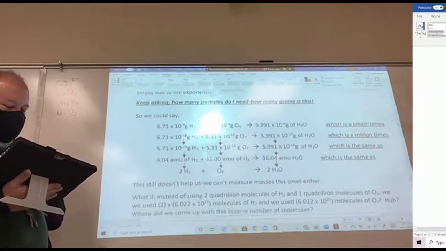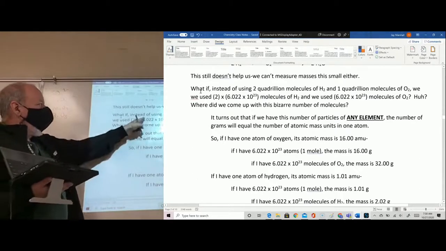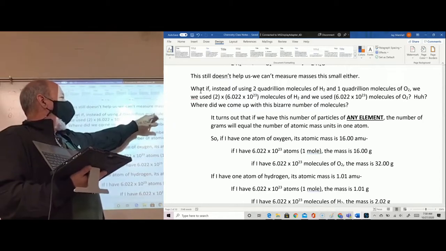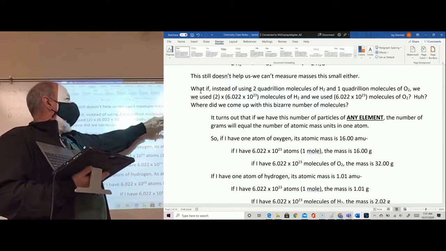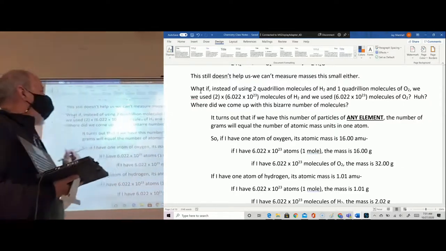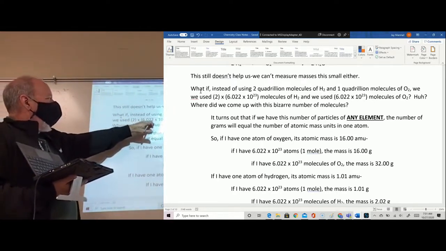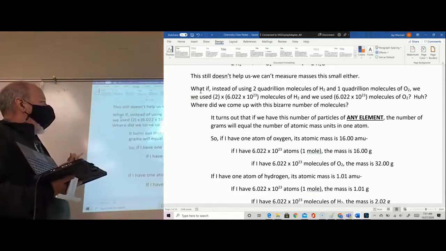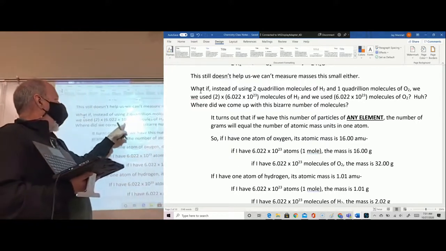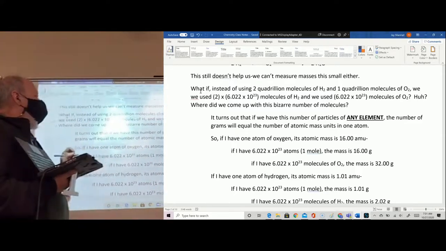So finally, let's say, what if instead of using 2 quadrillion molecules, which is what we have right now, I had 10^6 times 10^9 times that original number? Instead of having 2 quadrillion molecules of hydrogen and 1 quadrillion molecules of oxygen, what if we used 6.022 times 10^23? And again, because I have 2 molecules of hydrogen, I would multiply that times 2. And then 6.022 times 10^23 molecules of oxygen.